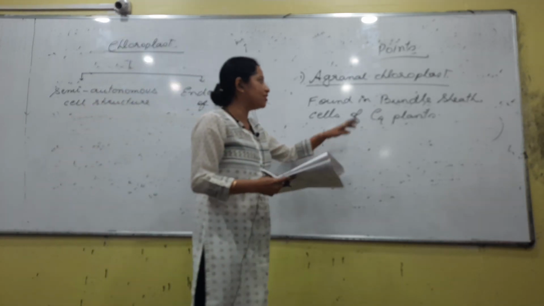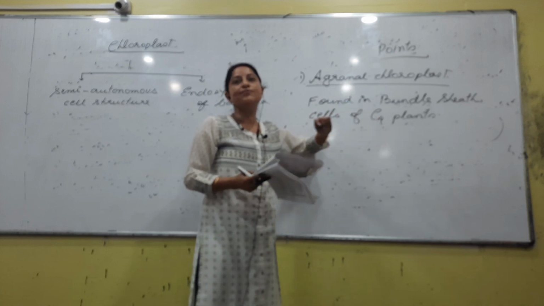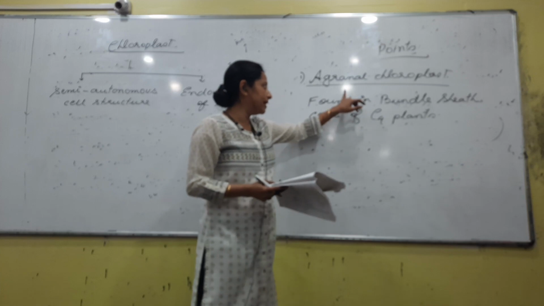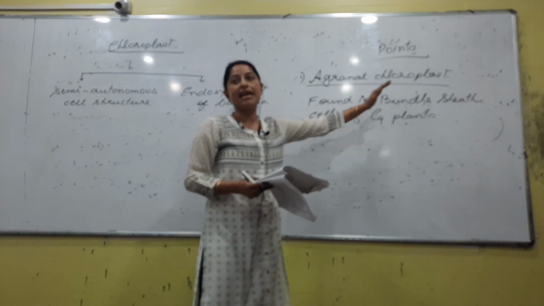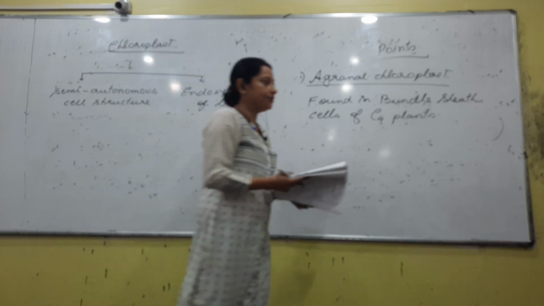From the MCQ point of view, just one line question will come, obviously not the process description. They will ask you: agranal chloroplast is a characteristic of dash cells. It's a characteristic of bundle sheath cells. Okay.